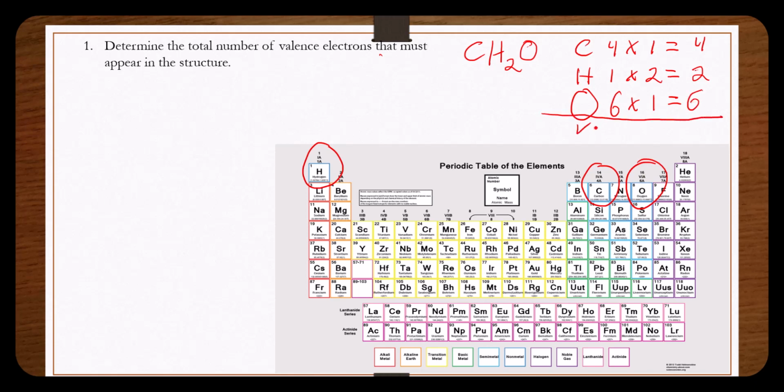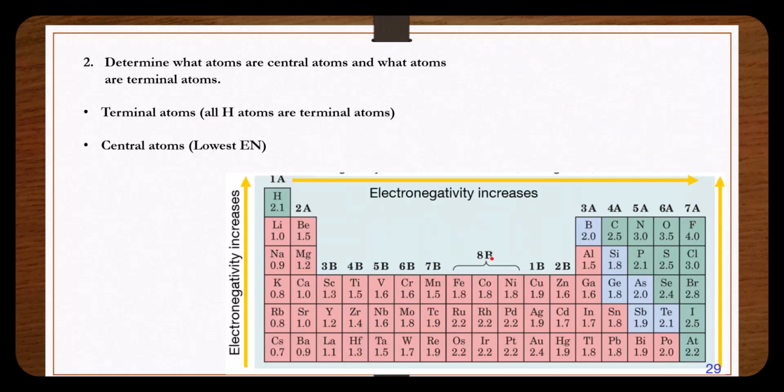When we add these up, we get 12 valence electrons. So step 1 is complete, and we have 12 valence electrons. In the next step, we determine what atoms are central atoms and what atoms are terminal atoms. So we know that hydrogen atoms are always terminal atoms, so this part of the formula can be put in the terminal category.